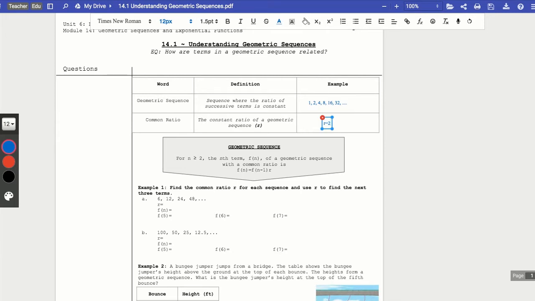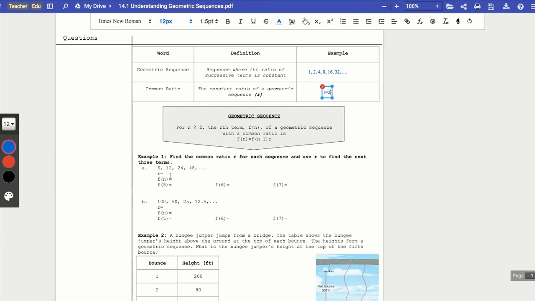So we have a formula. Remember when we were doing recursive and explicit rules before, way back. We had specific rules. Well, for geometric sequences, we also have a specific rule. So for all n bigger than or equal to 2, the nth term f of n of a geometric sequence with a common ratio r is f of n minus 1 times the common ratio.